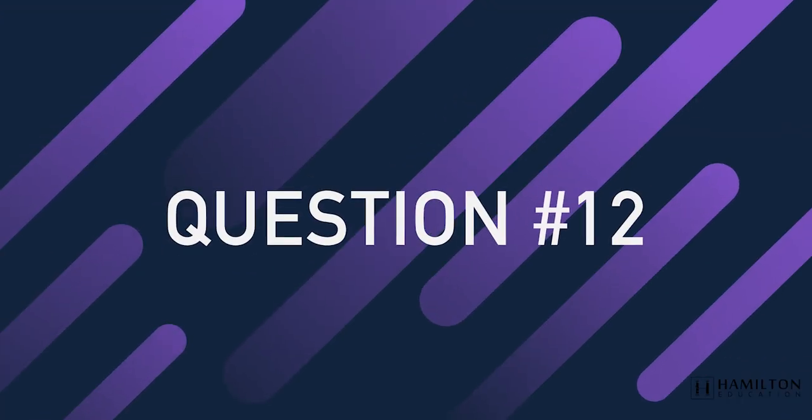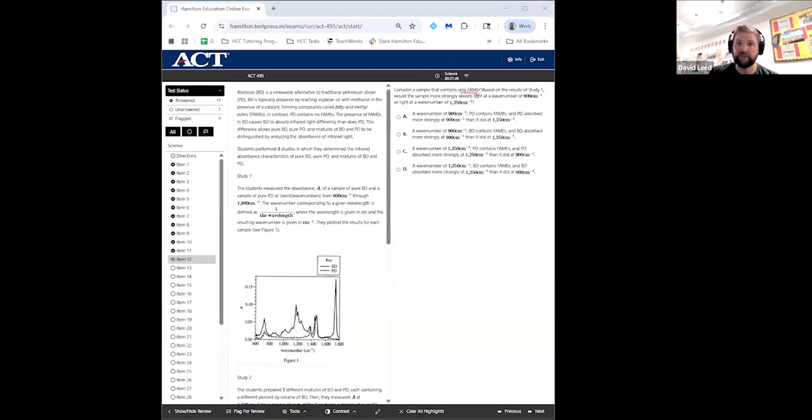Consider the sample that contains only FAMEs. All right, that's interesting. Because normally that's the product after, that would mean that there's no PD in there. Based on results of study 1, would the sample strongly absorb a wavelength of 900 or 1250? Well, if it has only FAMEs, then it has no PD. So how can we figure this out? Well, it says BD contains the FAMEs, and BD absorbs more strongly at 1200 than it did at 900.